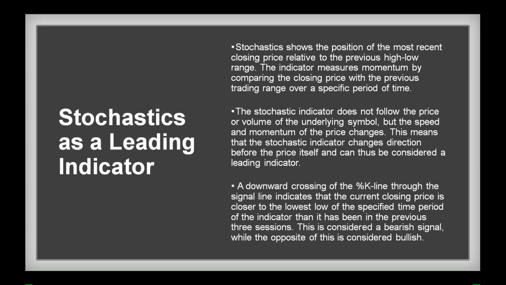indicates that the current closing price is closer to the lowest low than it has been in the previous 3 sessions. So because we're using a 14, 3, and 3, if you get the current closing price of the stock closer to the low than it has been in the prior 3 sessions, you're going to get that crossover. If we widen it out to a 5 period, then it would have to be a lower closing price to the low than over the past 5 sessions.